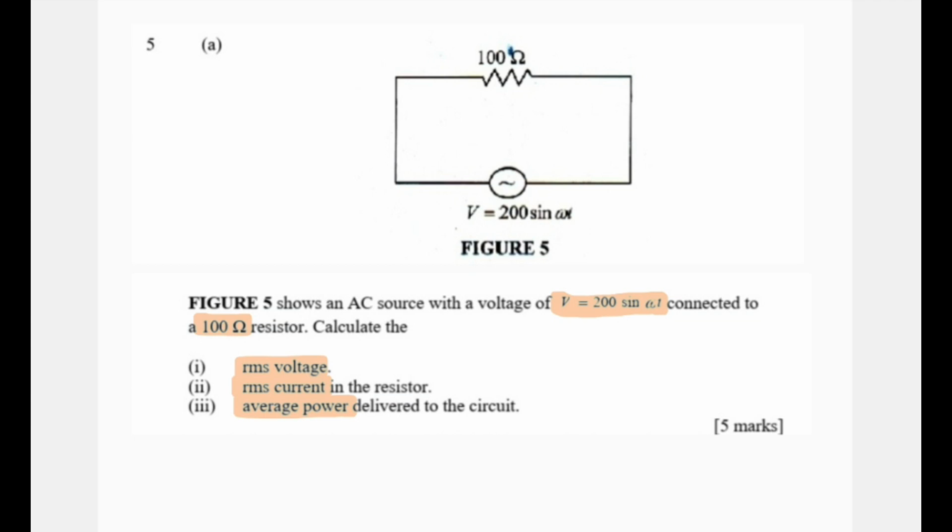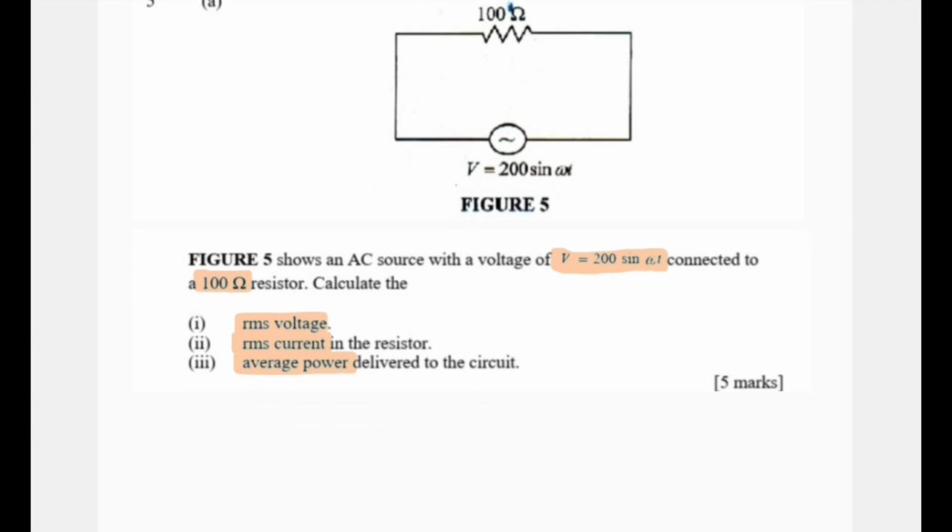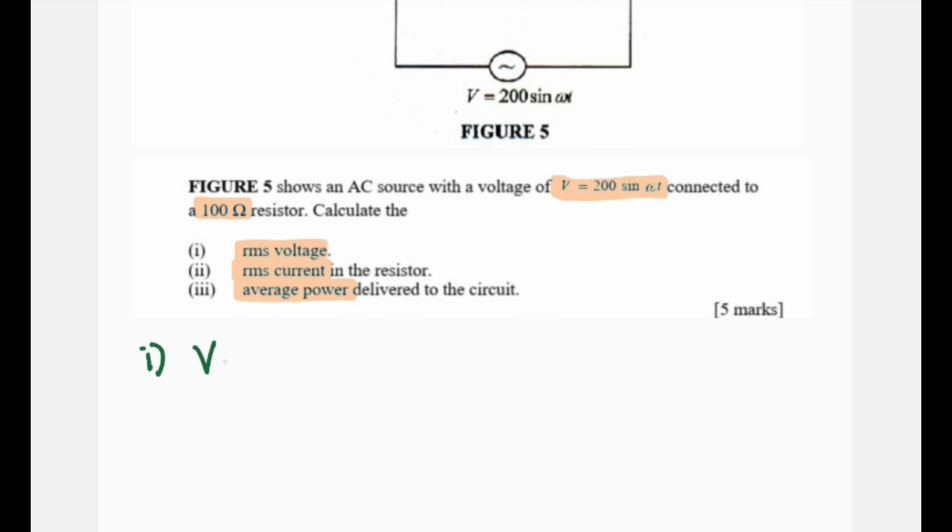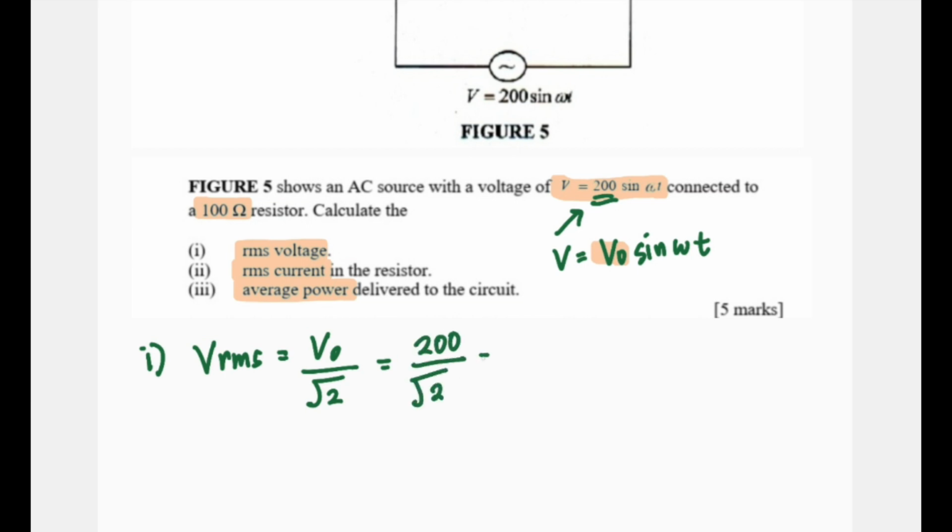So for the first question, how do we find the RMS voltage? We have the formula of RMS voltage: V RMS equals V naught over root 2. How do we find V naught? V naught comes from this equation. We compare it with our general equation, V equals V naught sine omega t. So here we get V naught equals 200. Put the value of V naught, 200 divided by root 2, and we get 141.4 volt.